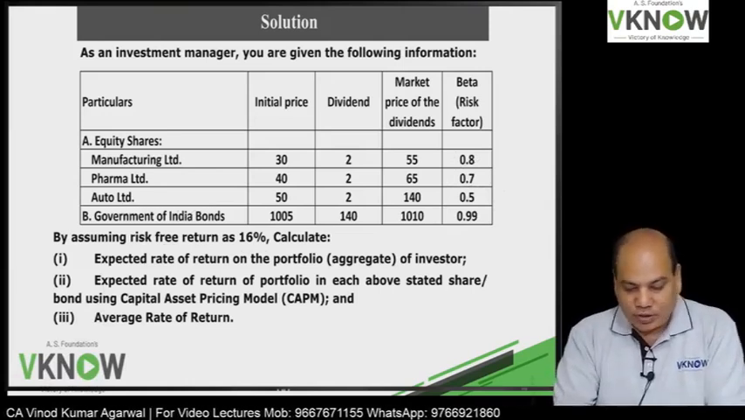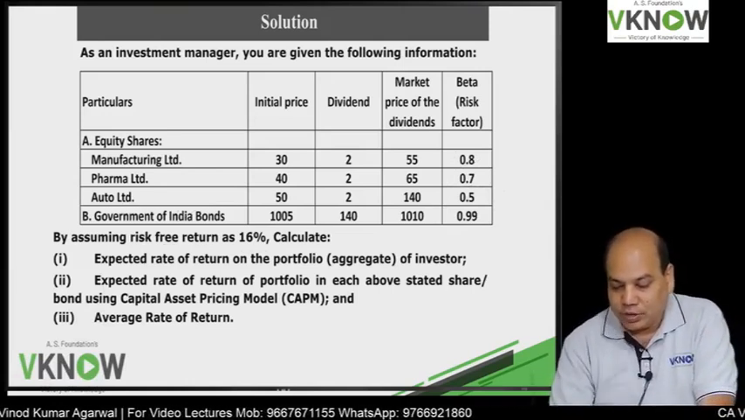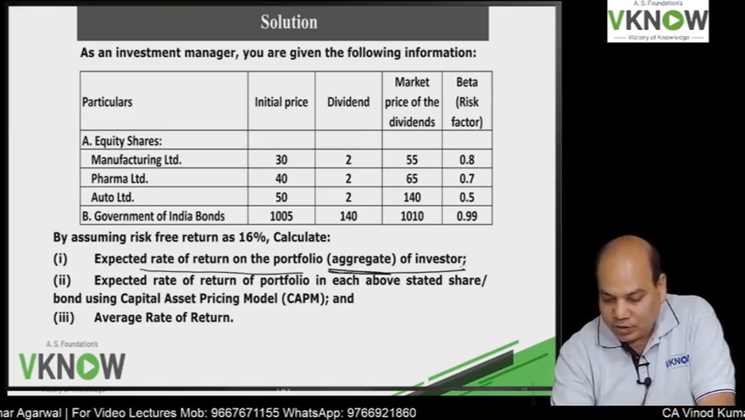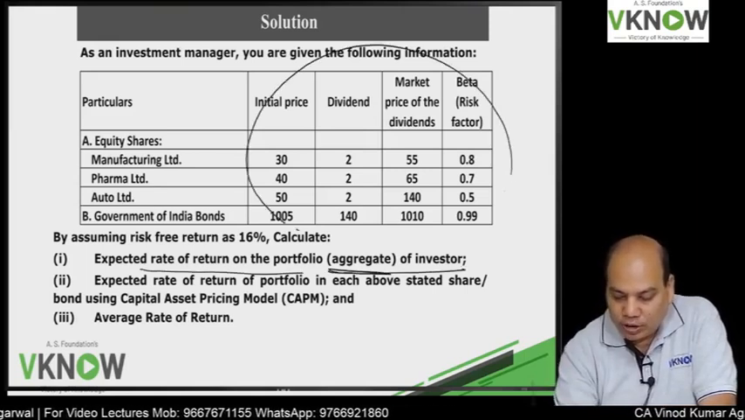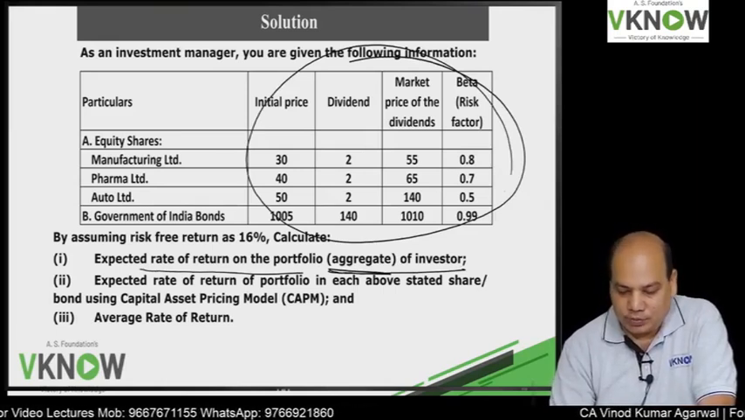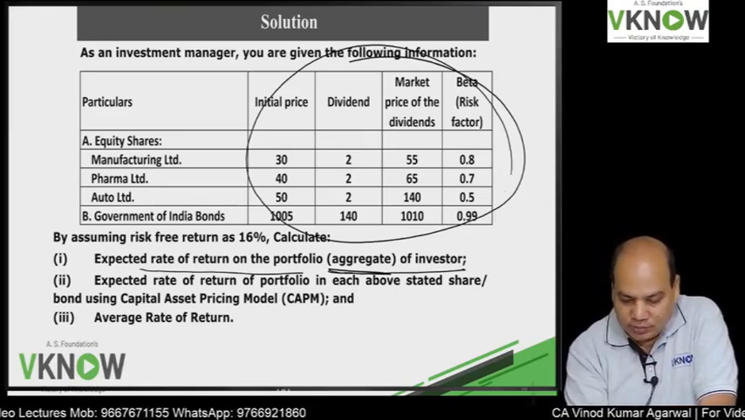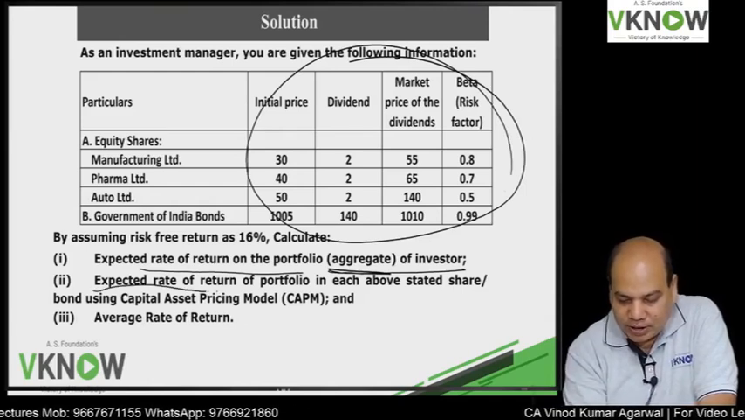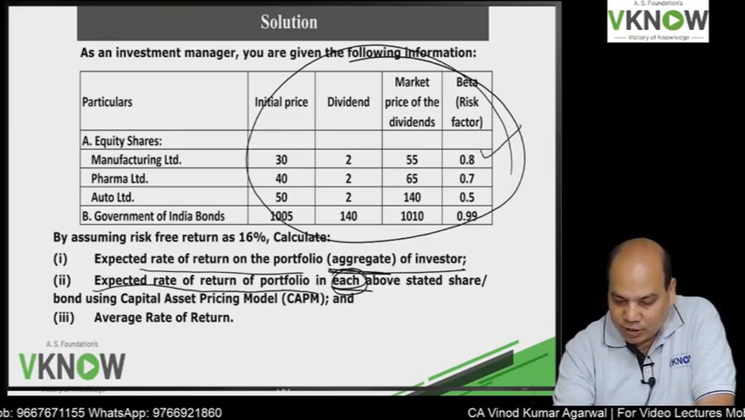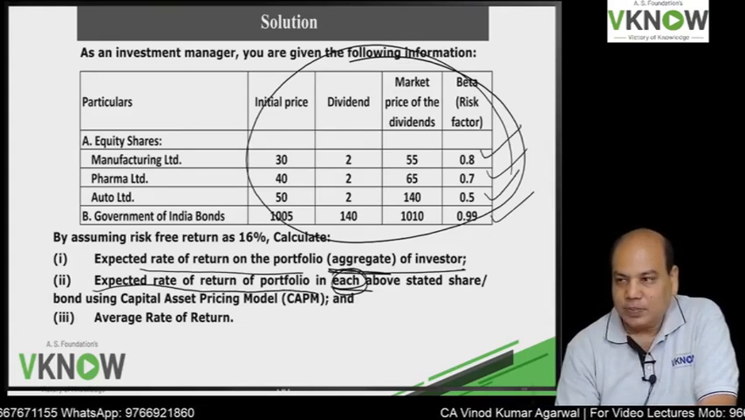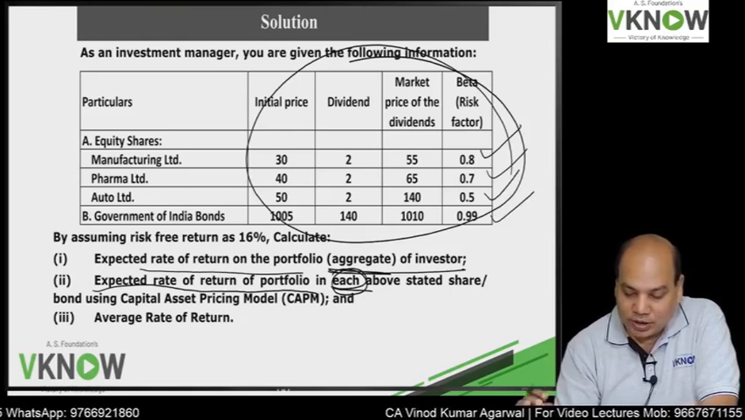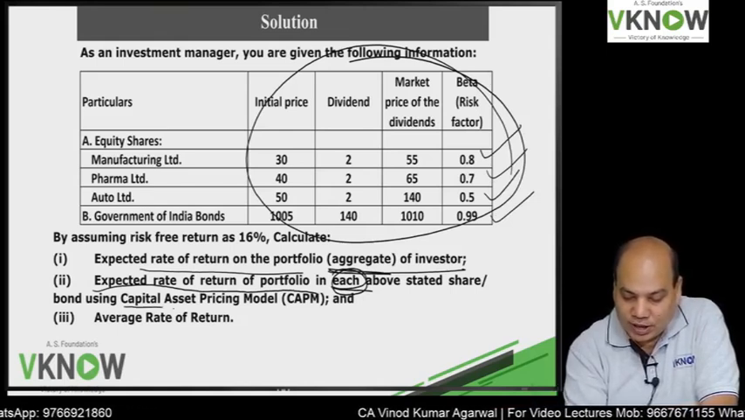Calculate expected rate of return of the portfolio aggregate of the investor. So what is the overall return of the portfolio? Second, expected rate of return of portfolio in each. Each means you have to find separately for each of them. So 4 answers will be required. Above stated share using CAPM.